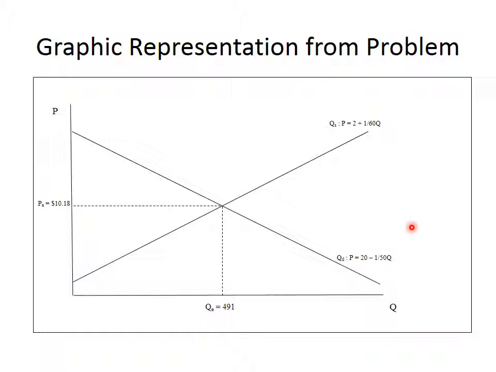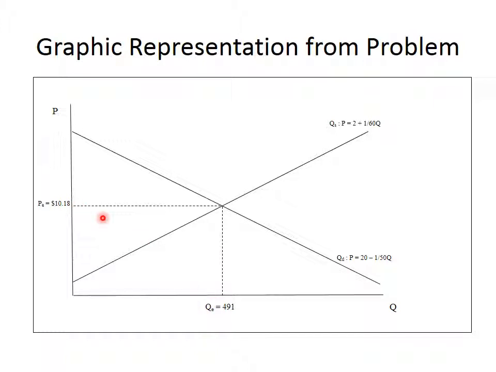Now, here's the graphic representation of this. Very similar to what we had with the fish sandwich problem. There's our supply function, 2 plus 1/60th Q, which tells me that this number right here is going to be 2. That's the y-intercept, which is to say, let's keep this in mind, the minimum average total cost. This will be the average total cost curve as we produce increasing quantities. This is the demand function. What this tells me is the maximum price a consumer is willing to pay for the product. This was the equilibrium we just calculated, $10.18, 491.